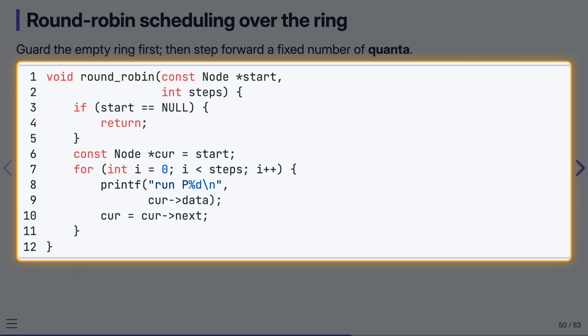A ring has a real use in scheduling. This is a simplified round-robin model. A scheduler steps forward through a ring of processes. First, we guard the empty ring. If start is null, there is nothing to run, so we return. Otherwise, we set cur to start and we loop for a fixed number of steps. Each time we run the process at cur, then we advance with cur becomes cur arrow next. That step wraps forever because the ring has no end. So the number of steps, not the ring, is what stops the run.